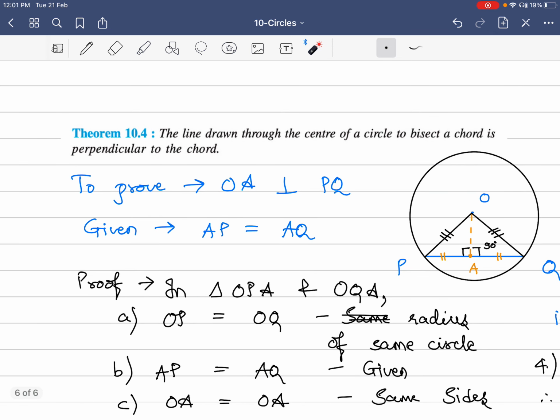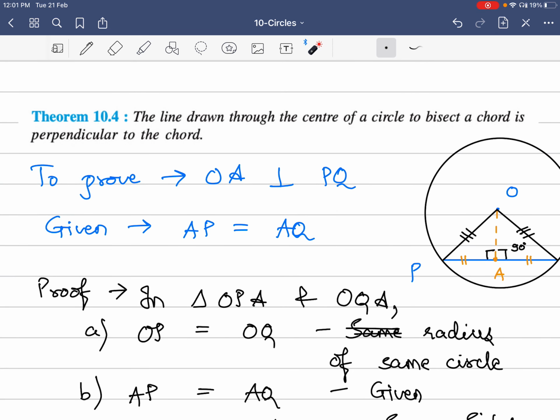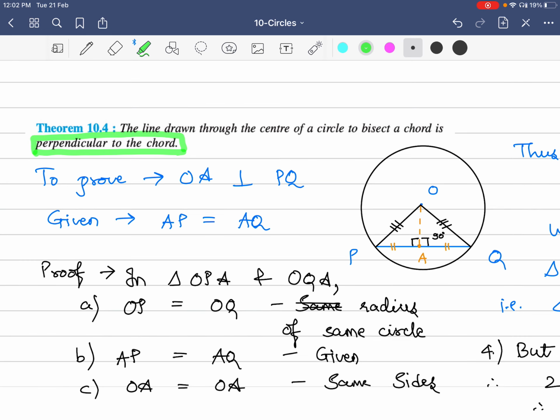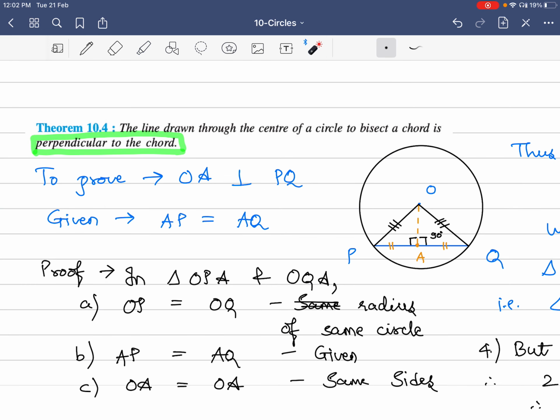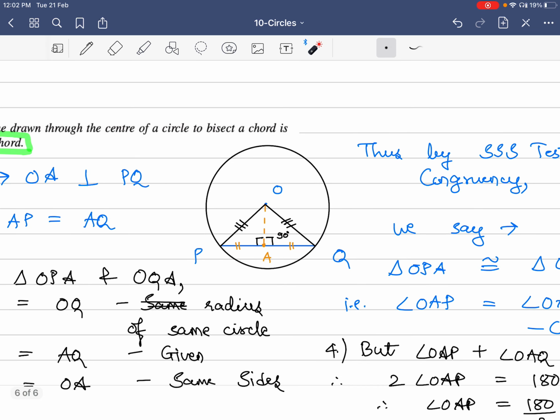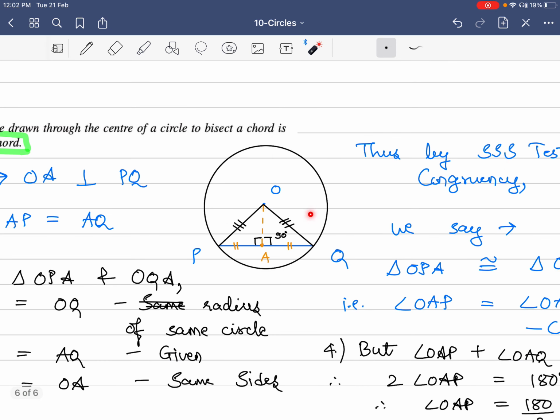So that is the converse of this theorem. Let's read it once again. A line drawn through the center of the circle, so this is the center of the circle, to bisect the chord, so it will bisect the chord, is perpendicular to the chord. This is what we wanted to prove, that it is perpendicular to the chord, and we have proven it using the test of congruency of triangles. So the congruency test was SSS. Using SSS test, we have proved this converse of the theorem.